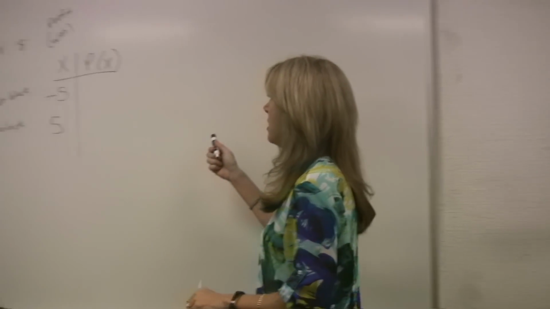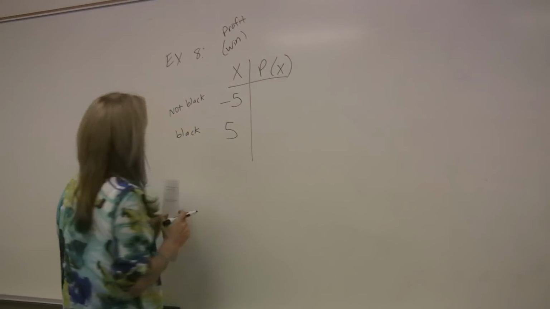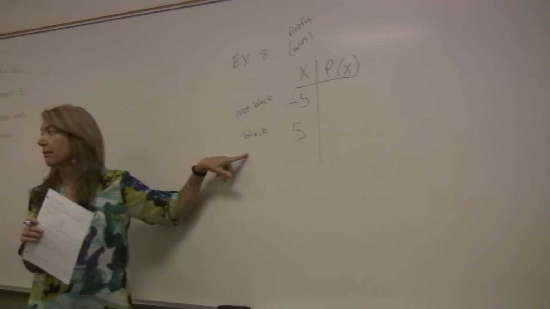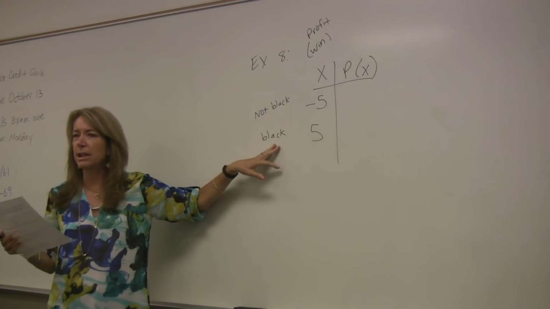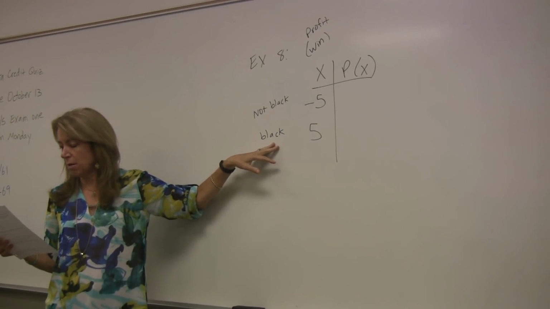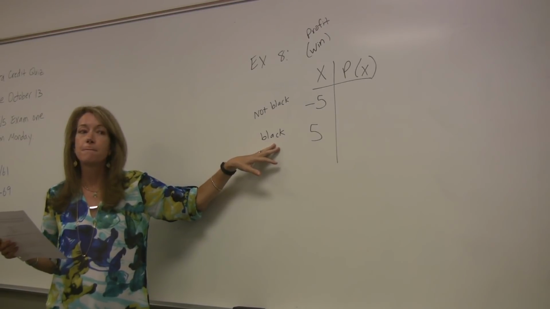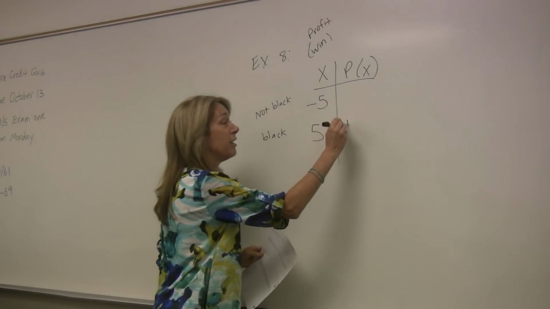So now I need some probabilities. And I'm actually really glad that I wrote not black and black right here. Let's do the black one first. What is the probability on this wheel that the little ball lands in a black space? 18 out of 38, she says.